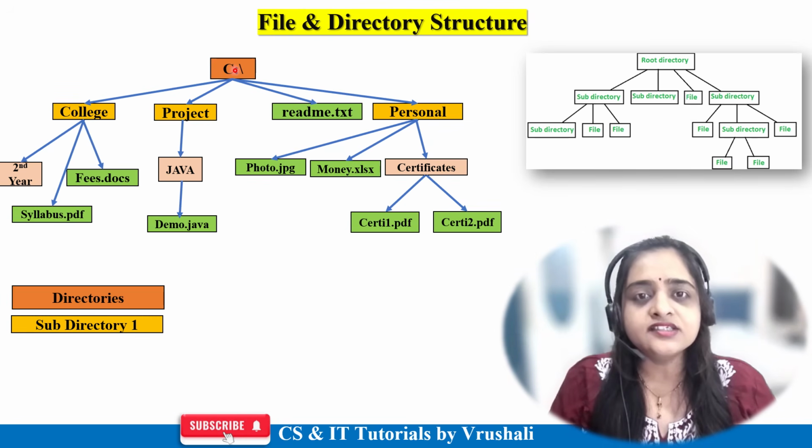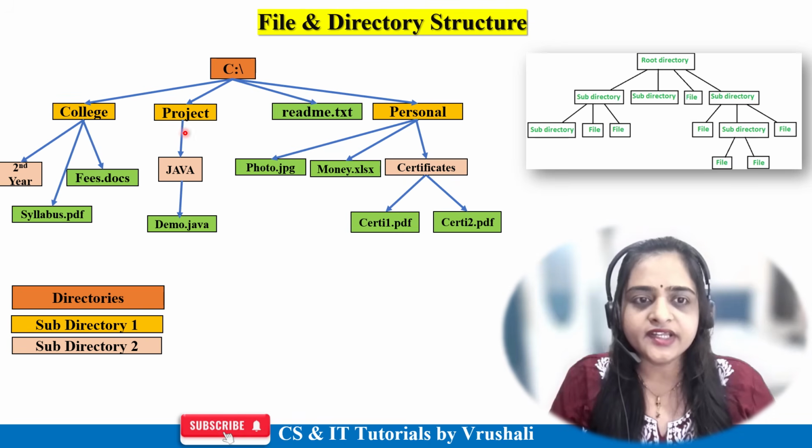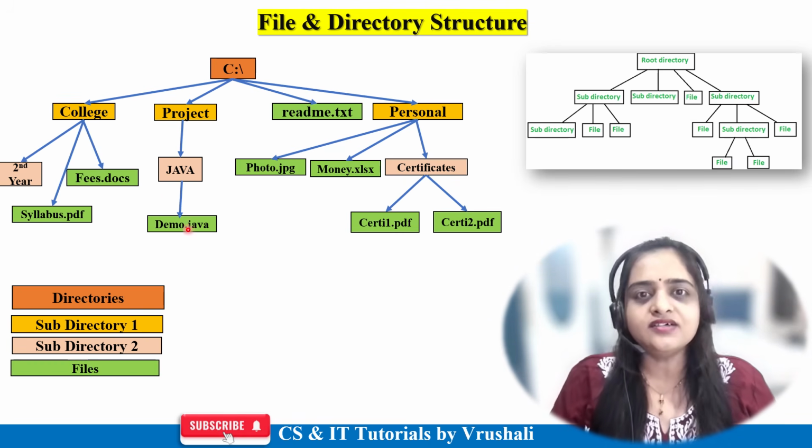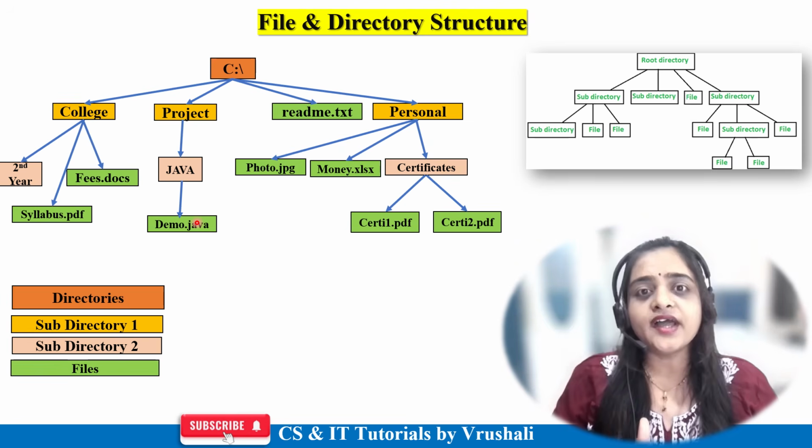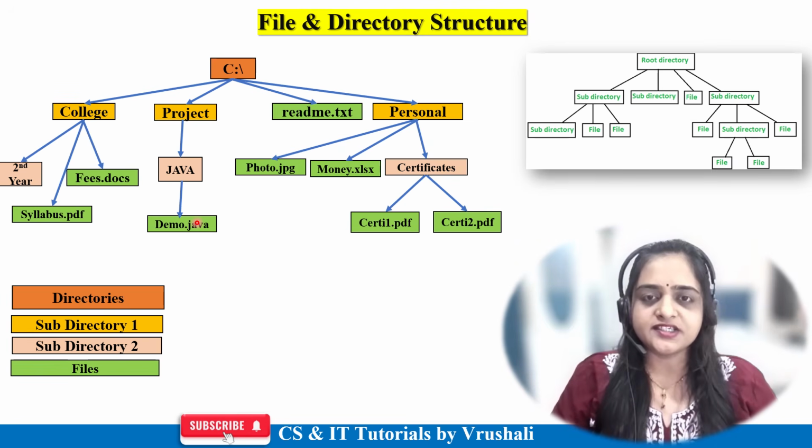So here this is called the root directory. This orange color indicates subdirectory 1, then this is called subdirectory 2, and these all are the files. So this is the file and directory structure in an operating system.